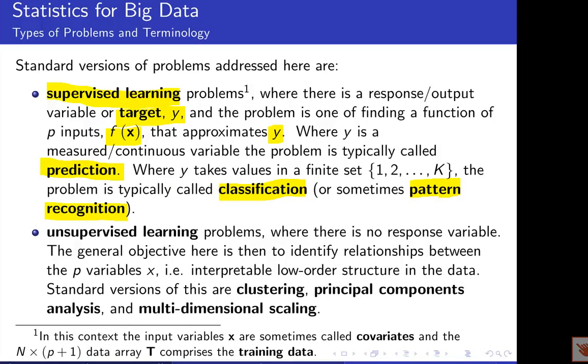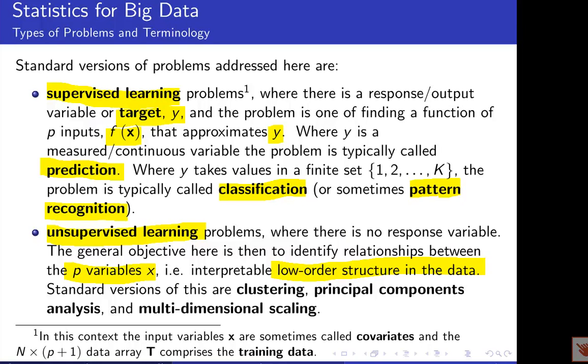Unsupervised learning problems: none of the variables is designated as one that needs to be predicted on the basis of the others. So typically we don't talk about there being a y, there are just p x's. And the objective is still to find structure. It's to find low-order interpretable structure in the data, but now not where any one of the variables is designated as somehow more important or to be predicted on the basis of the others. Standard versions of this are clustering, principal components analysis, multidimensional scaling. These are quote-unquote unsupervised learning methods. Methods where we're looking for structure, but there's no single variable to be predicted.